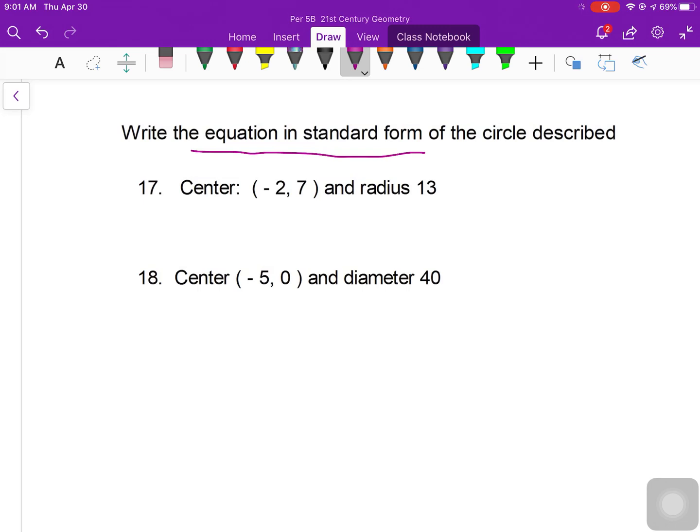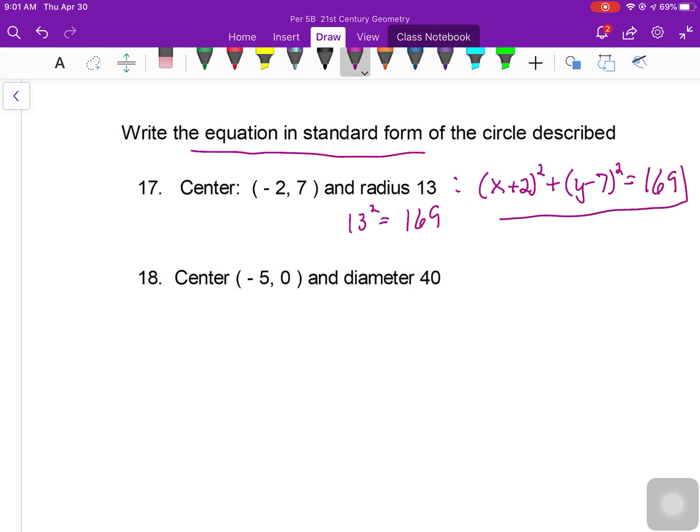Here they ask us to write the equation, and they give us the center and the radius. For our equation on the top one, we need to use the opposite of the x coordinate, and we need to use the opposite of the y coordinate, and then we have to square the radius.